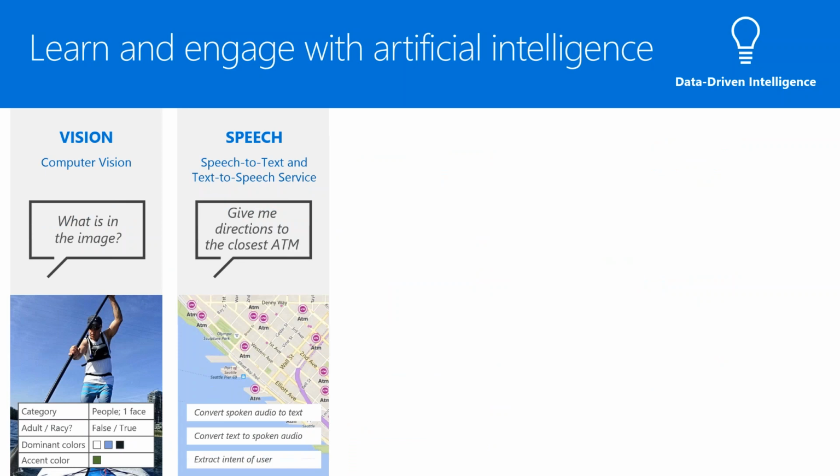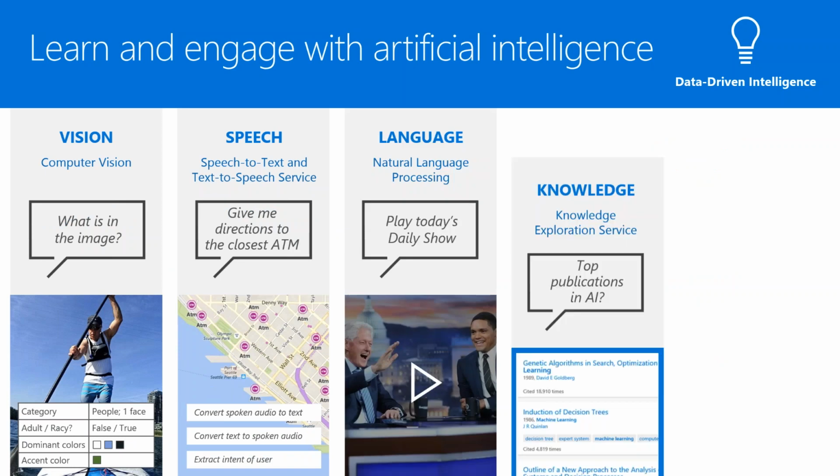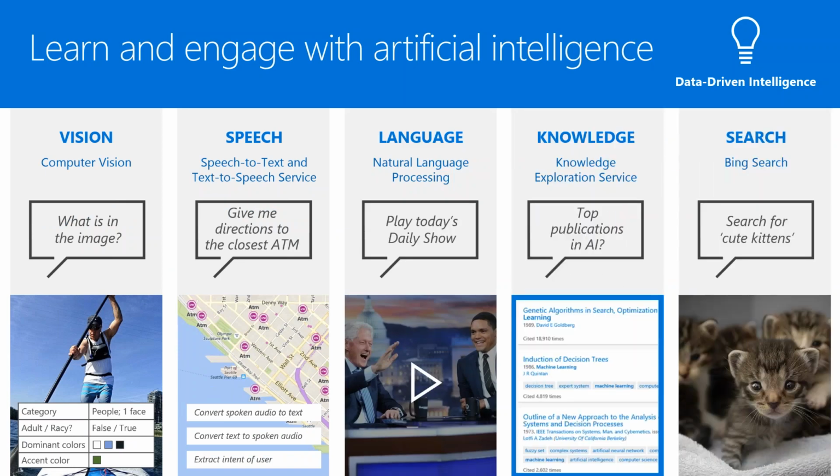A few of the things that artificial intelligence covers is vision, so computer vision. Here it can see what an image is and identify what it is. Speech to text recognition, multiple languages, knowledge exploration services, and interaction with Bing search.